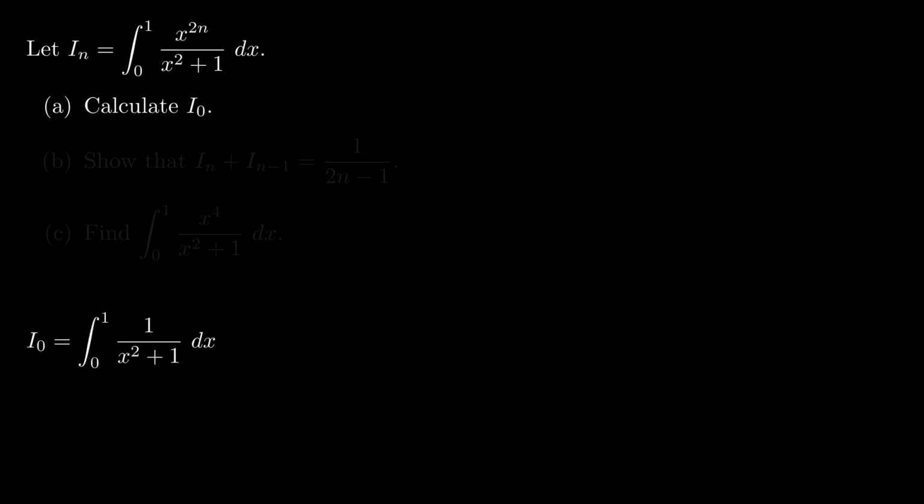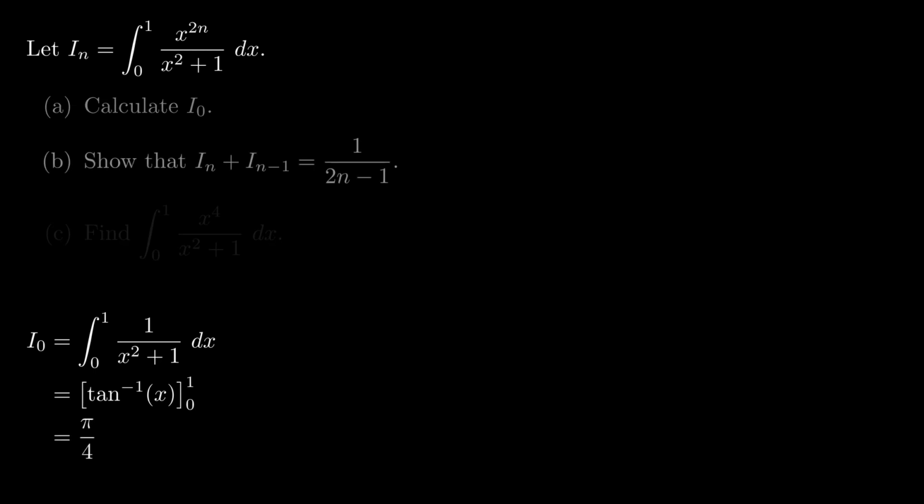This is one that is a given standard integral. This is an inverse tan. And so from 0 to 1, we just get pi on 4 from that. All right, part B, show that this relationship exists between them.